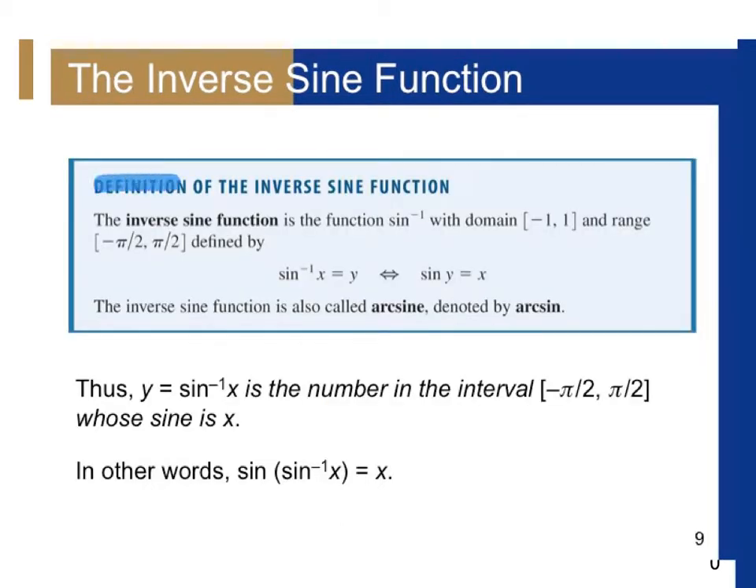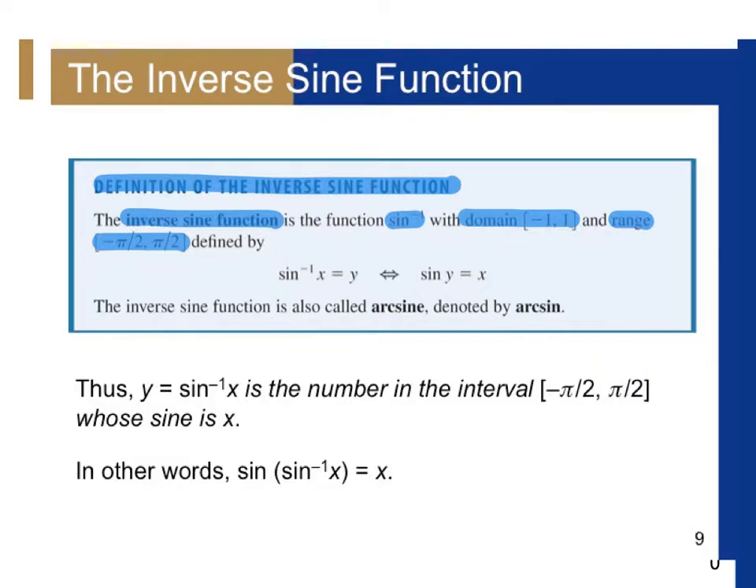So the definition of the inverse sine function: we write it as sine to the minus 1. Remember, that's not to the minus 1 power. It's inverse sine. Now our domain is minus 1 to 1. Remember, we're switching x and y, and our range is minus pi over 2 to plus pi over 2. So we switch the domain and range. Inverse sine takes a number between minus 1 and plus 1 and gives you an angle, as an output, between minus pi over 2 and plus pi over 2.